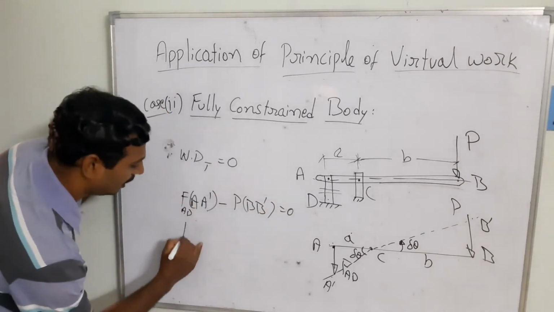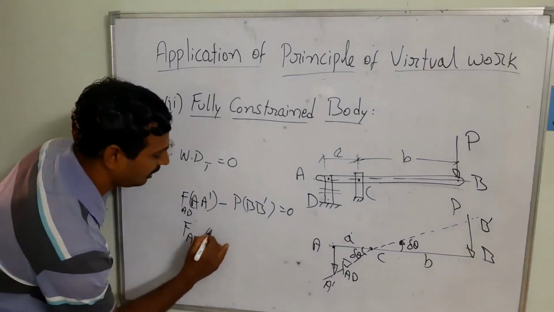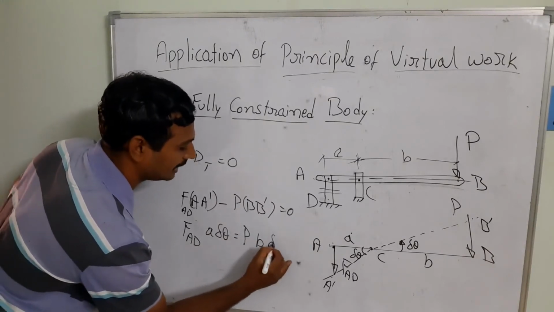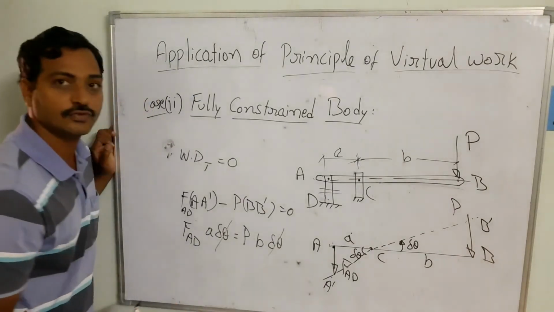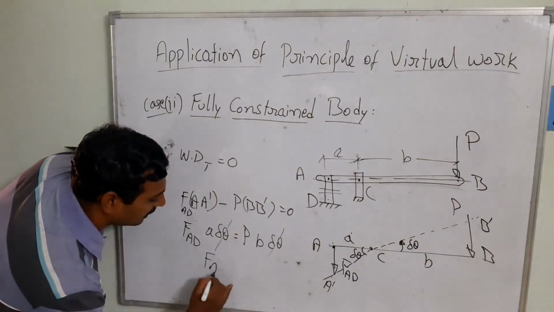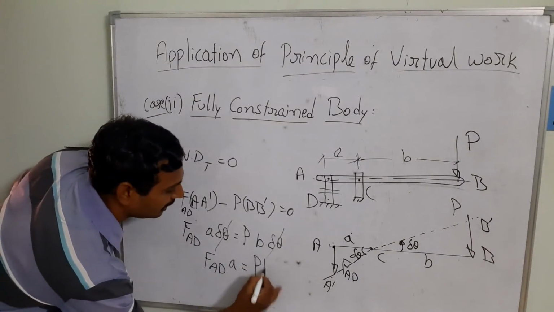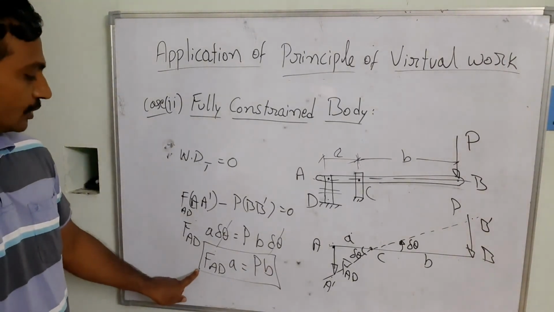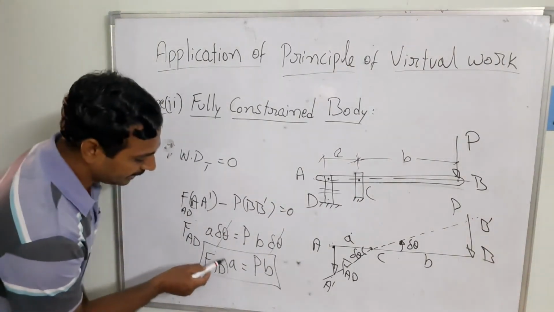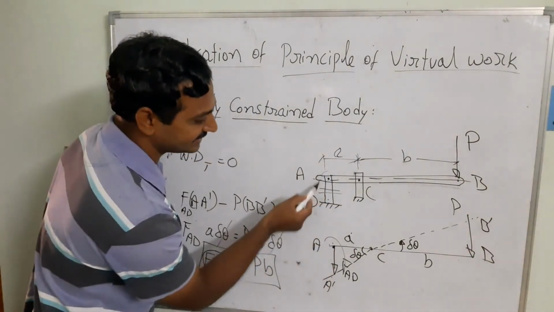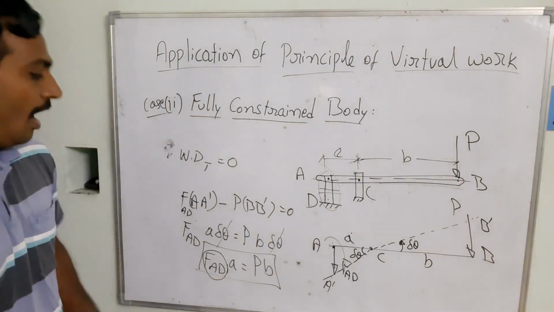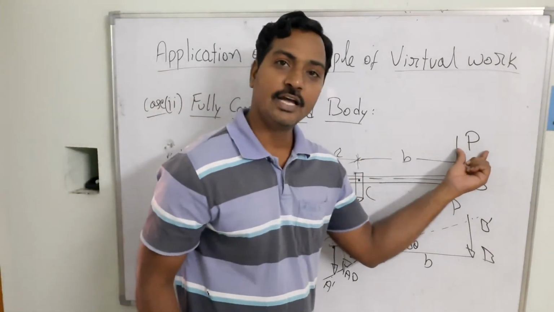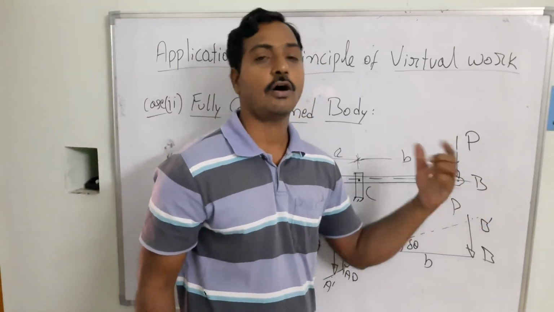Then as usual FAD into a del theta is going to be equal to P into b del theta. This del theta is going to cancel mathematically. Then FAD into a is going to be P into b. From this, we are going to calculate the internal forces of this member, the AD internal forces, or any other forces. If you know the internal forces of this member, then we can also calculate the external forces acting at B.